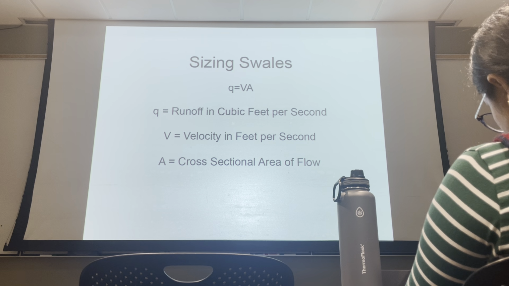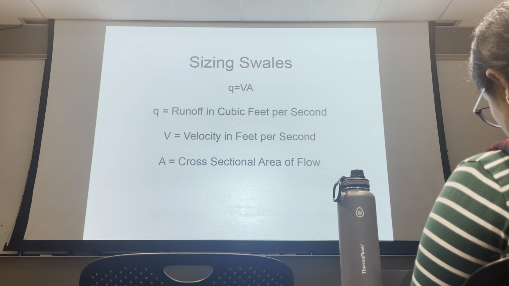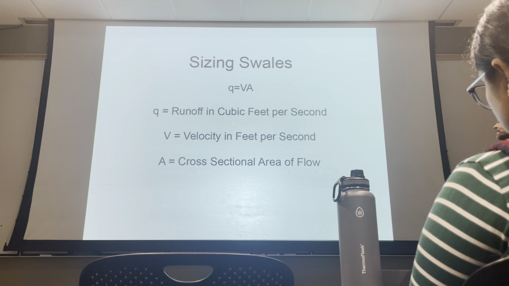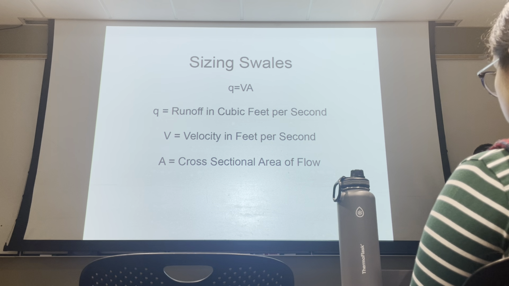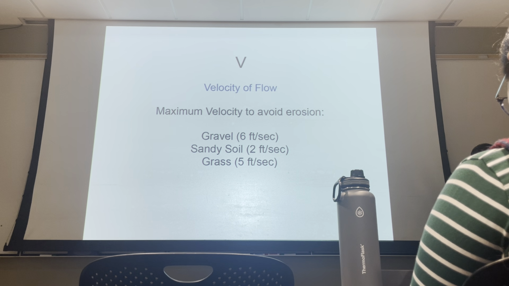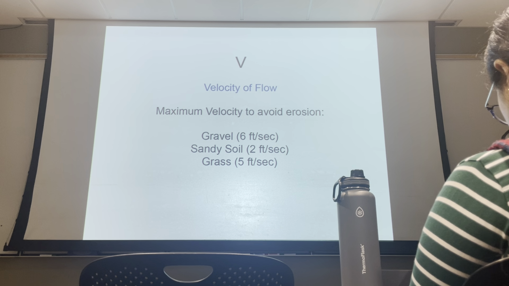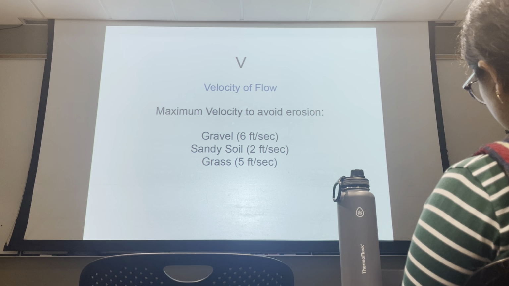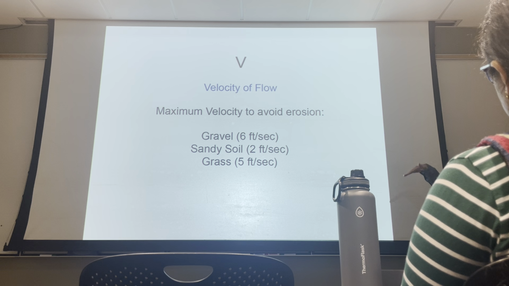V is velocity: how fast is the water moving inside the swale? And then A is the cross-sectional area of the swale. How deep and how wide is the swale? Okay, that's the cross-sectional area. Velocity is determined basically on the surface of the swale. These are maximum velocities; we don't want to run water so fast across these surfaces that we erode them. So we try to keep our numbers below these numbers.